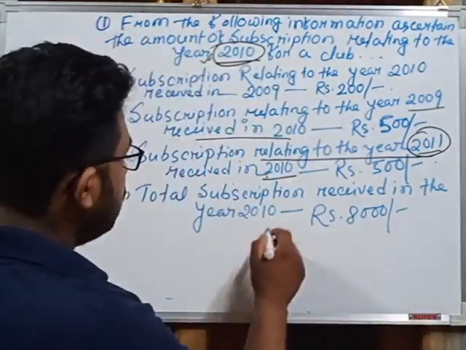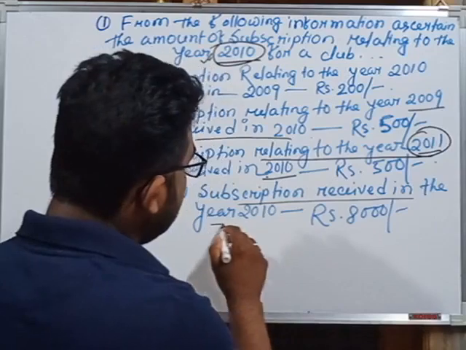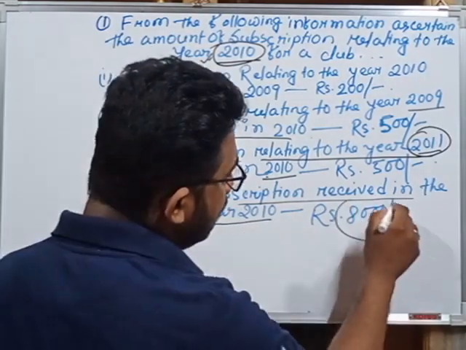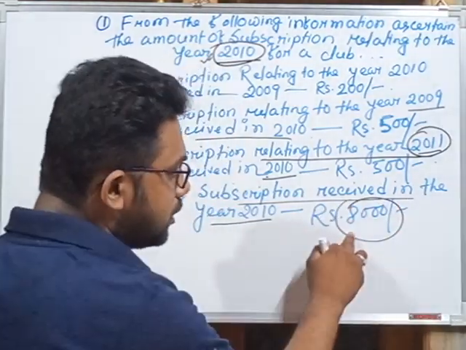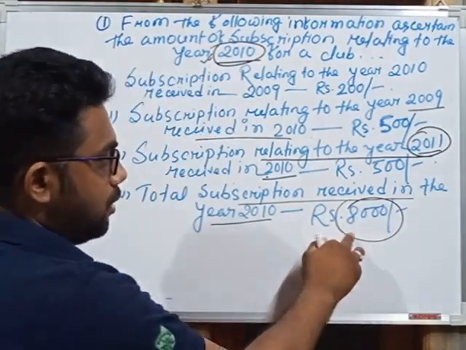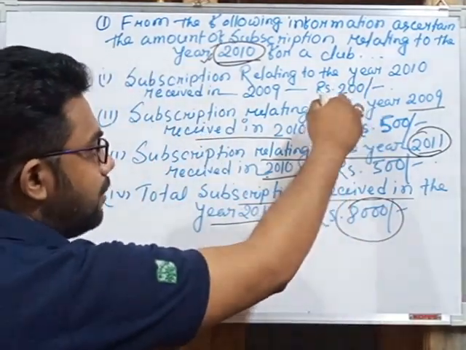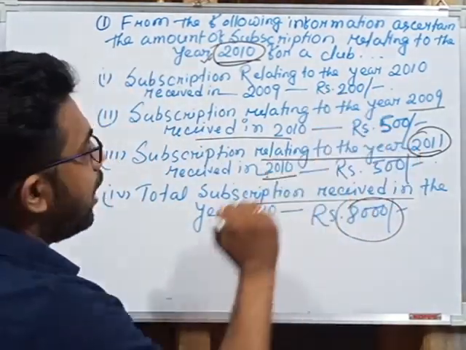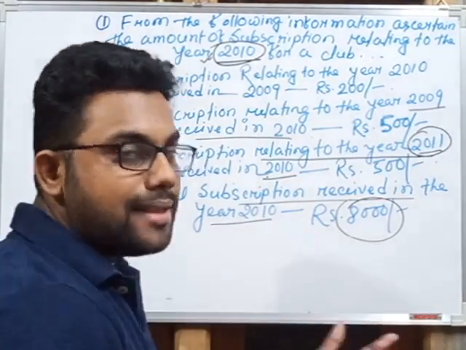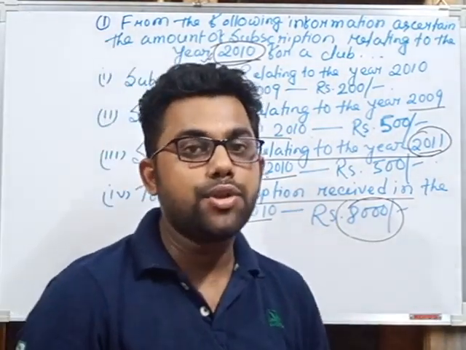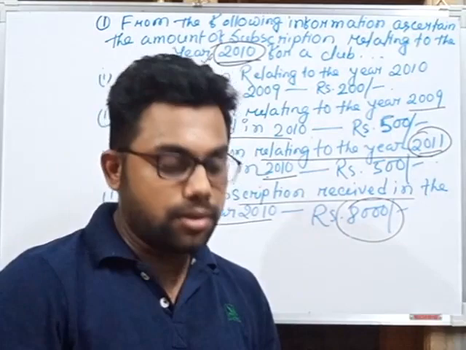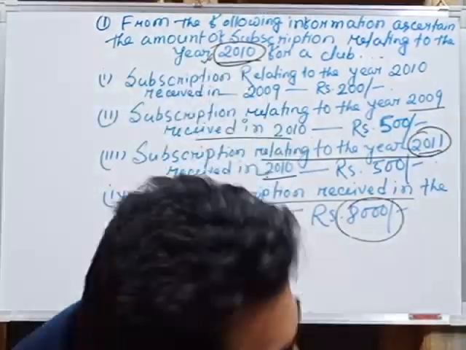And next one is the total amount of subscription received in the year 2010. So from this 8,000, the total amount of subscription received in the year, we have to add the first item and less those two items, and after balancing we will find the subscription income for 2010. Okay, so let's start our solution.